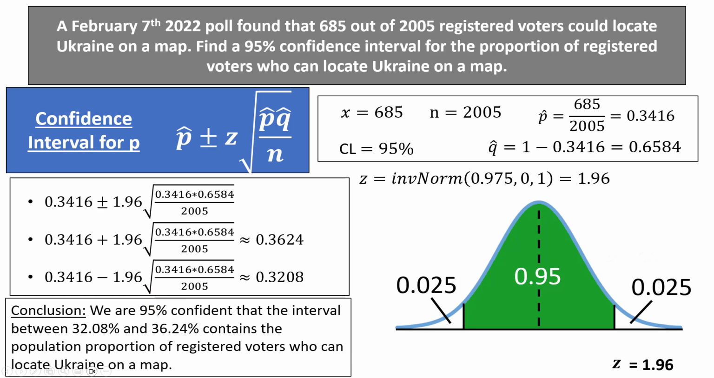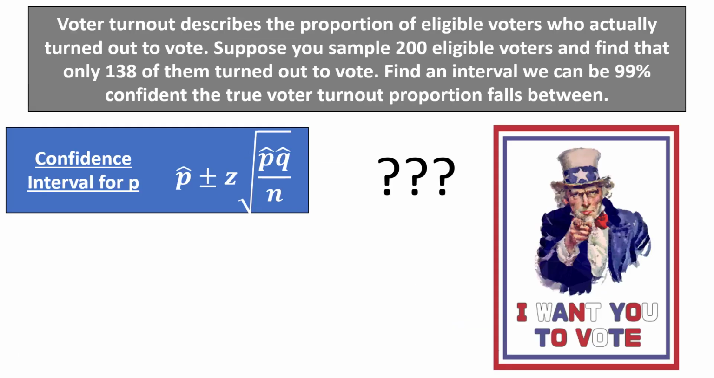Alright, here's a problem for you to try. Voter turnout describes the proportion of eligible voters who actually turned out to vote. Suppose you sample 200 eligible voters and found that only 138 of them turned out to vote. Find an interval we can be 99% confident the true voter turnout proportion falls between. So go ahead and pause the video and give this a shot, and I'll be back in just a minute to guide you through a few of the parts to this problem.